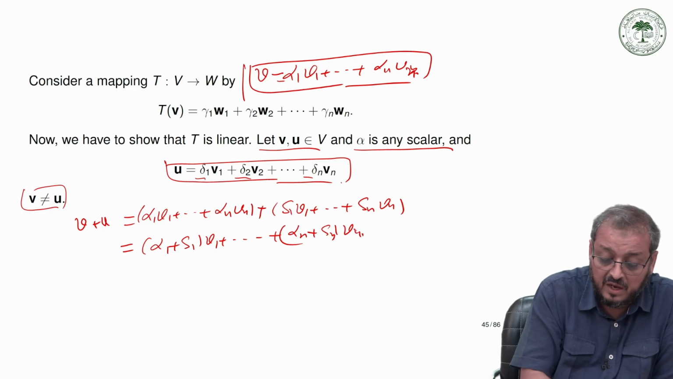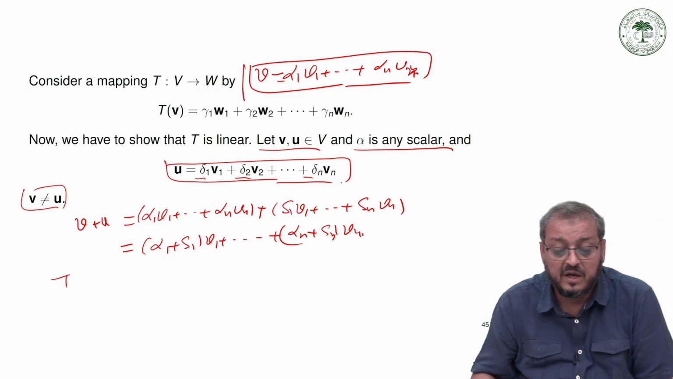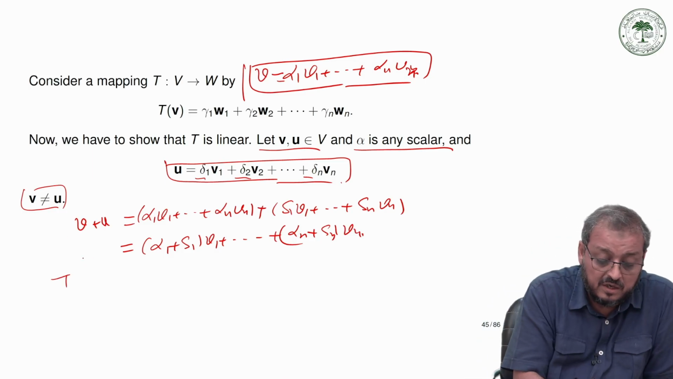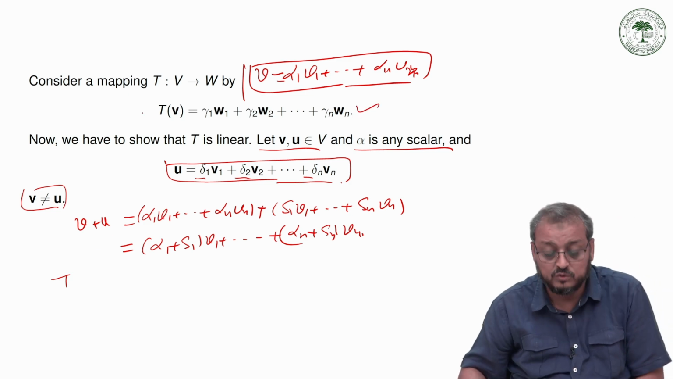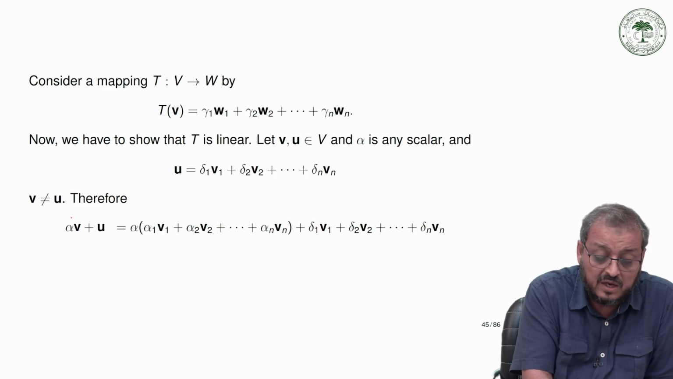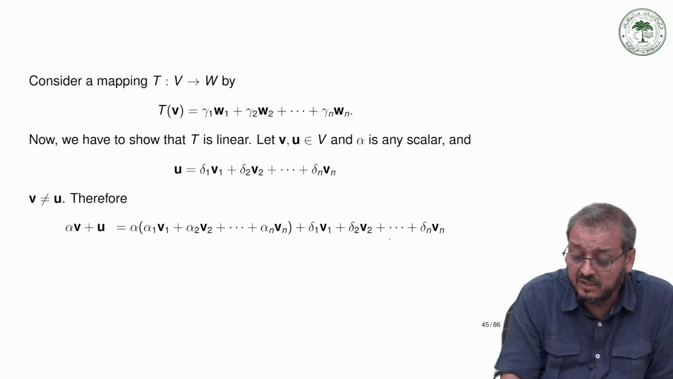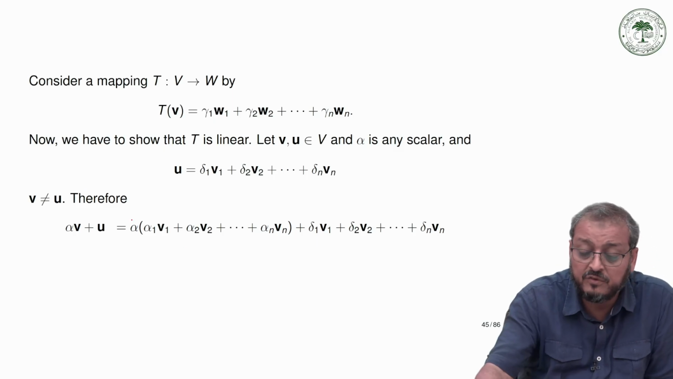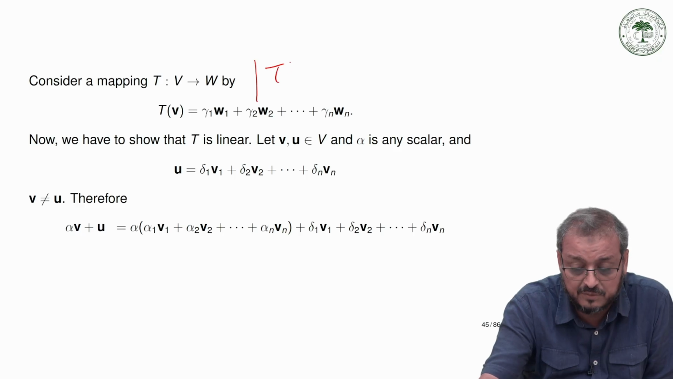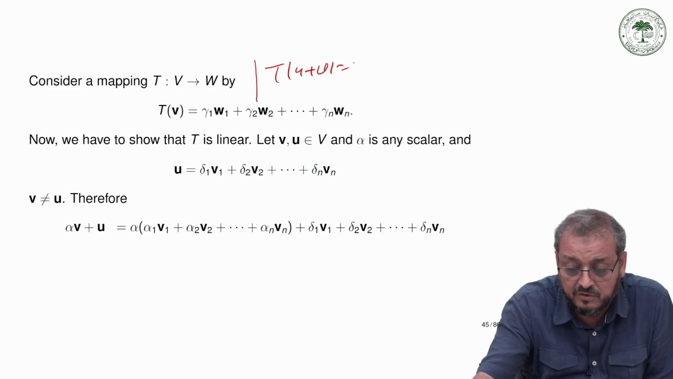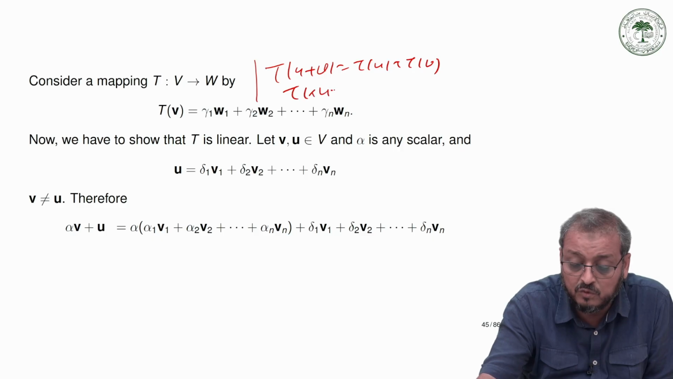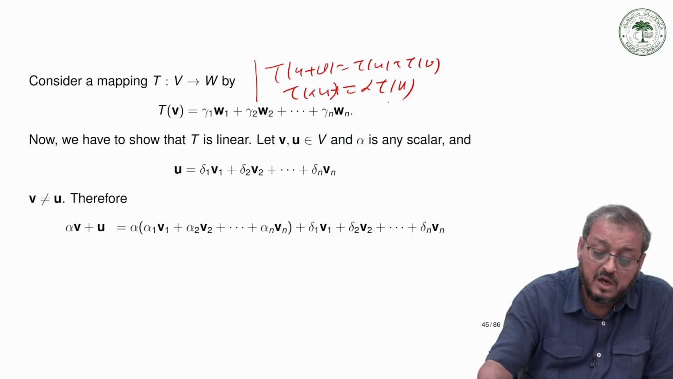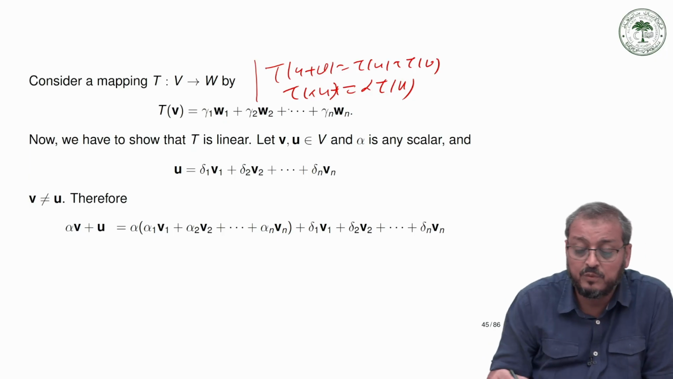And now we have to calculate T of U in this form, and similarly T of V we choose this form. Because of linearity, we have to show that T of U plus V is equal to T of U plus T of V, and T of alpha U is equal to alpha times T of U. So I just try to prove by combining these two.